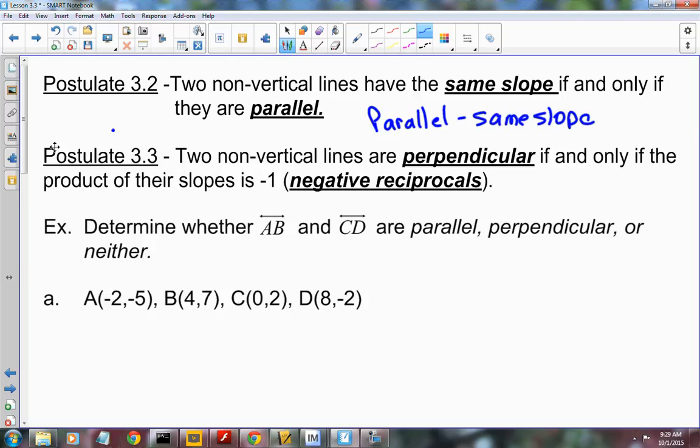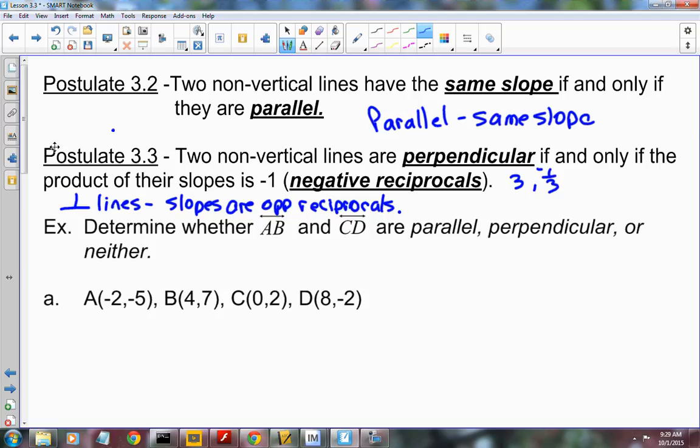The next postulate says that two non-vertical lines are perpendicular if and only if the product of their slopes is -1. So perpendicular lines have slopes that are opposite reciprocals. What that means is that they're reciprocals of each other, and one's positive and one's negative. So if one of them was 3, then the other one would be -1/3. One has to be positive, one has to be negative.